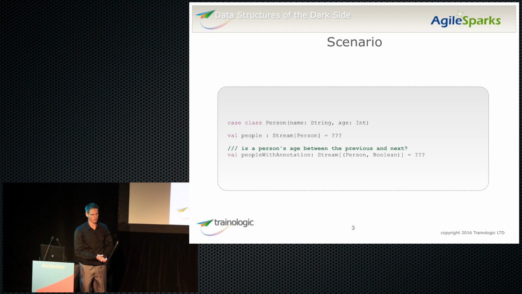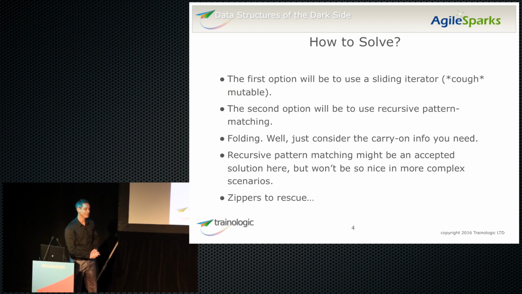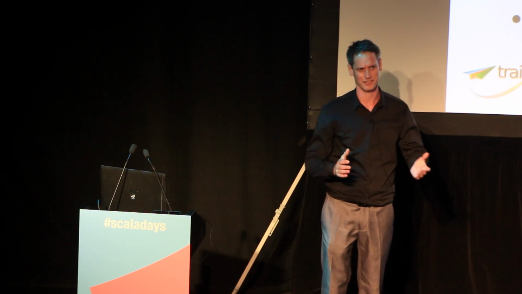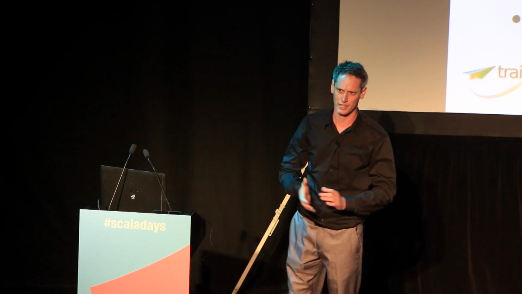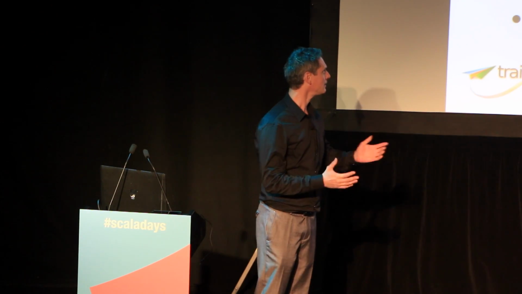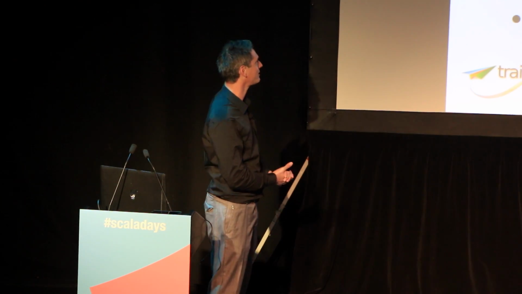And there are several ways to do it. You may think about maybe a sliding iterator from the iterable stuff, but this is mutable, and in general, I try to avoid mutable stuff. Mutables are great in super low-level performance optimizations, but as a general rule, I try to avoid them. I think they are bad practice.